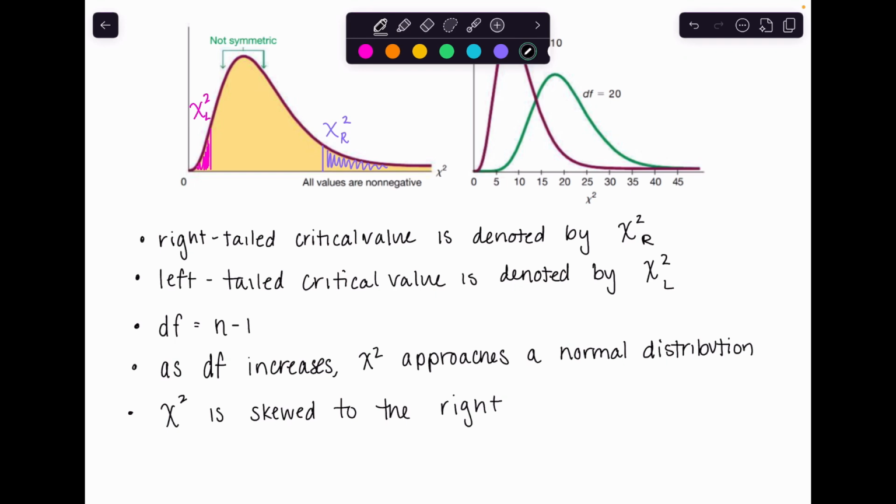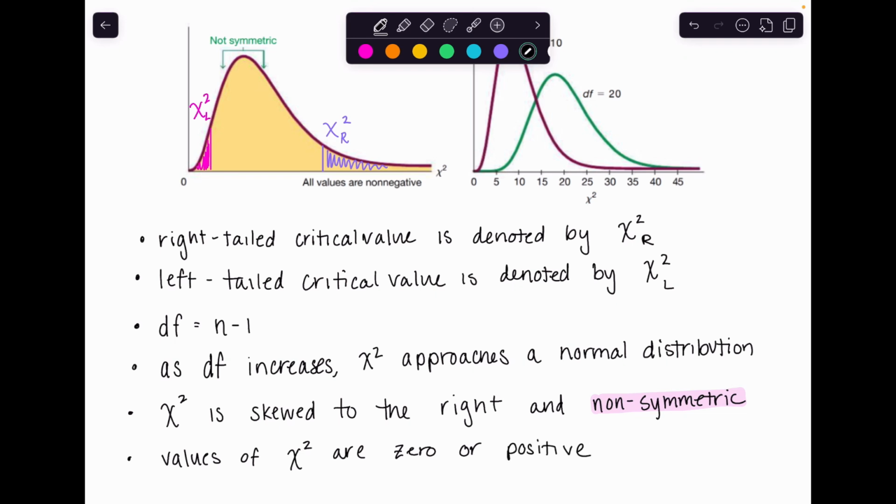And it's non-symmetric. And this is important for us. So I'm going to go ahead and highlight that because this is a big deal. We no longer have symmetry like we did with normal distributions or with t-distributions. And then the last feature is the values of chi-squared are always going to be 0 or positive. You will never get a negative output.